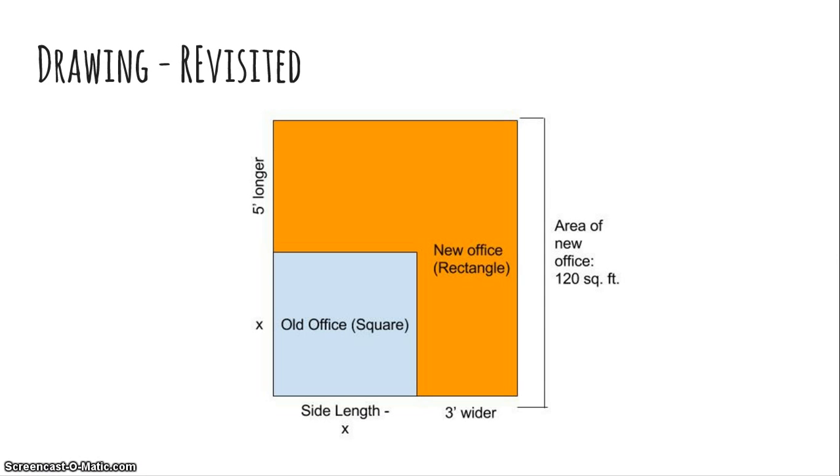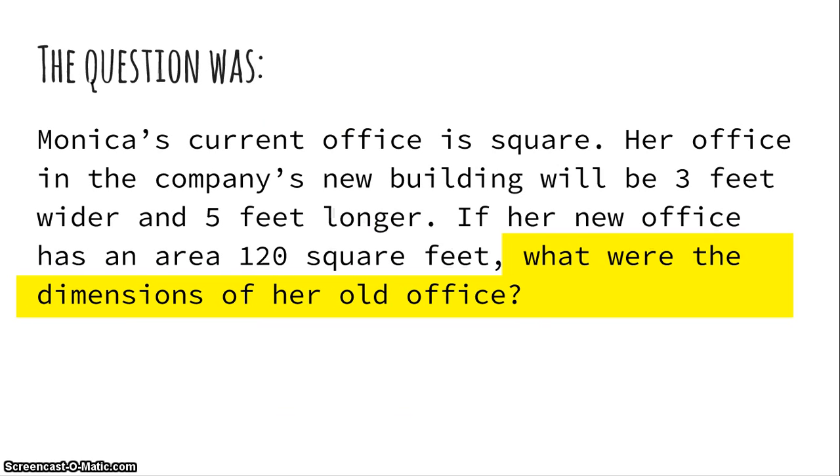Now, remember our old buddy, the drawing? Well, here it is again, just in case. Now, we've already determined that the question was, what were the dimensions of Monica's old office? That means that is our unknown value, our x value, and that's going to be the length of one of the sides for her new office, and therefore all four.